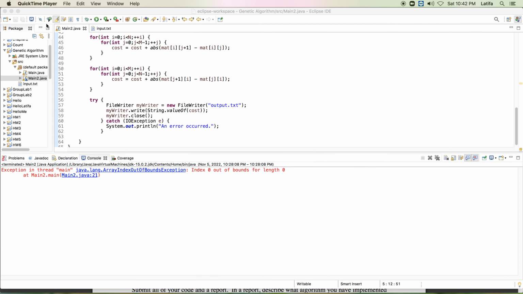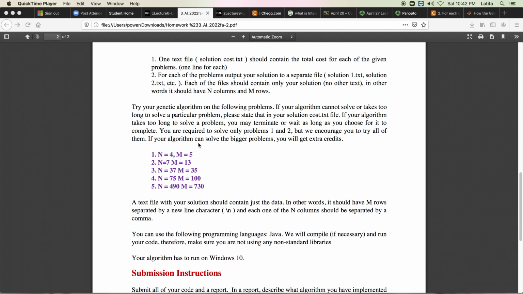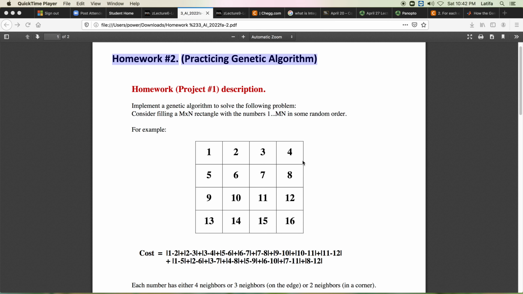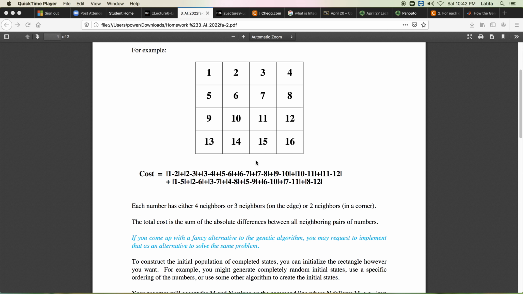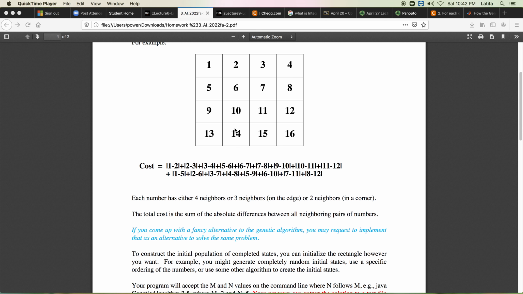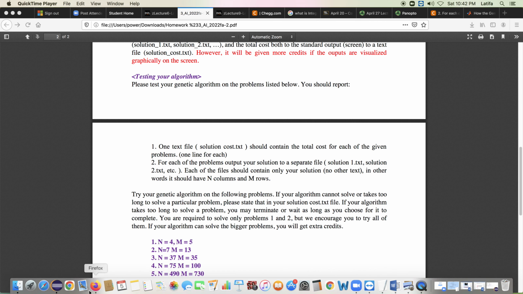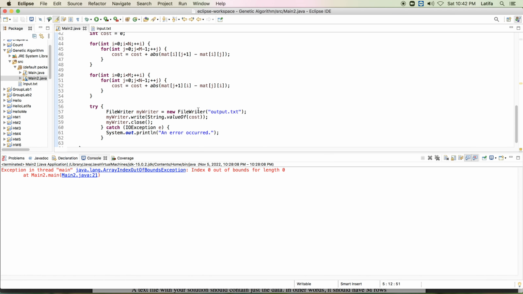Now let's solve this problem here. This problem is asking to implement a genetic algorithm to solve the following problem. Here we have a matrix of random numbers, and the cost is the difference of the absolute value of each number. To solve that problem, this is the program I have written.